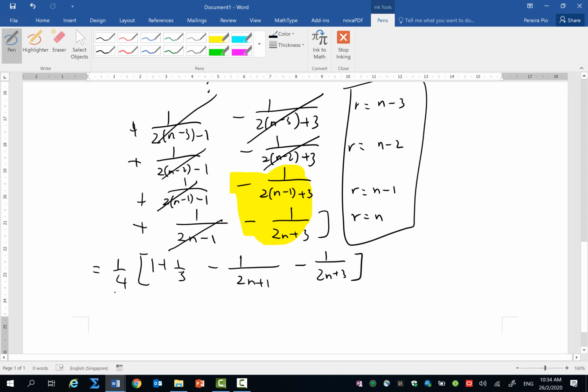Alright. You can multiply this thing in. This is 4 over 3 times 1/4. So that's 1/3 minus 1 over 2n plus 1 minus 1 over 2n plus 3. Oh, sorry, I forgot the 4. Okay.